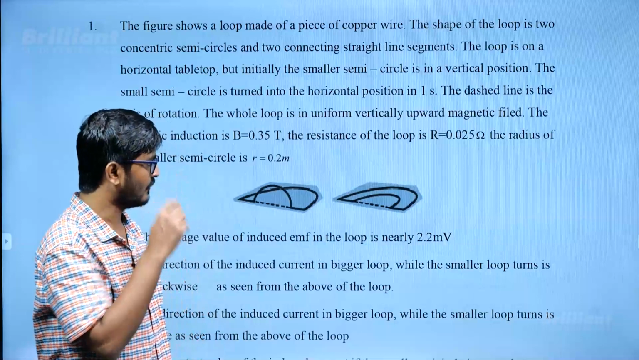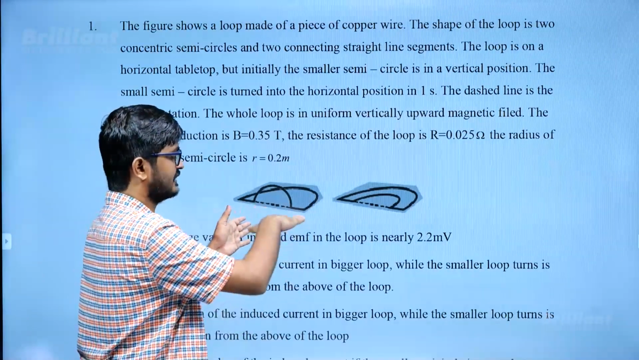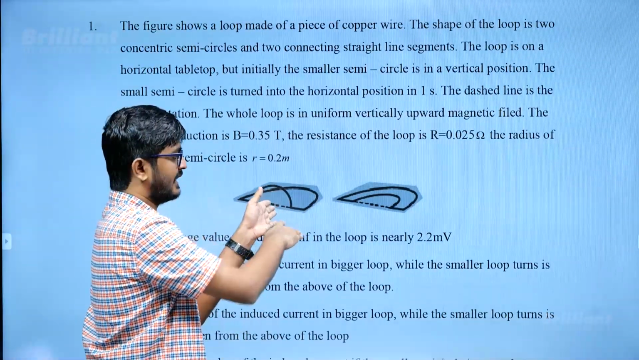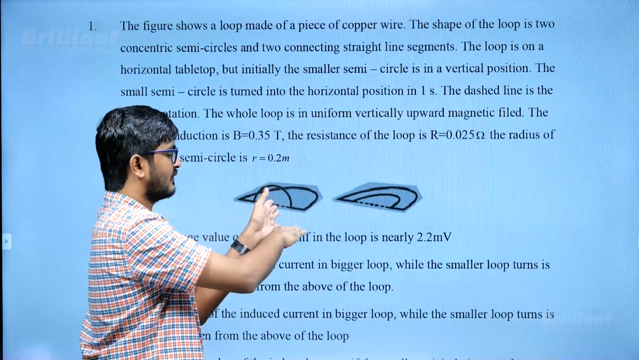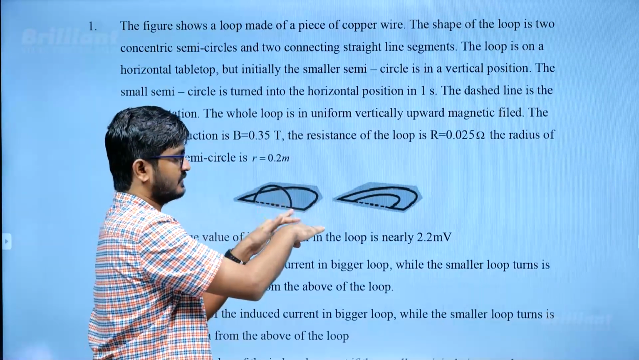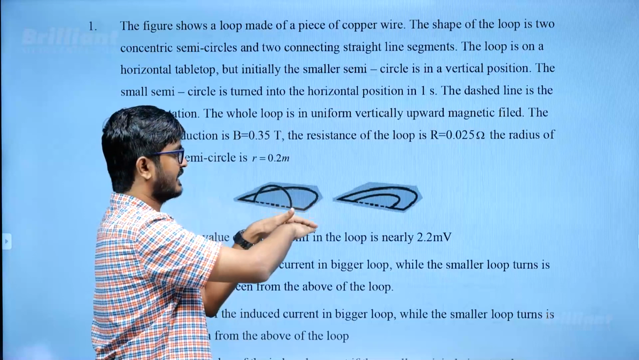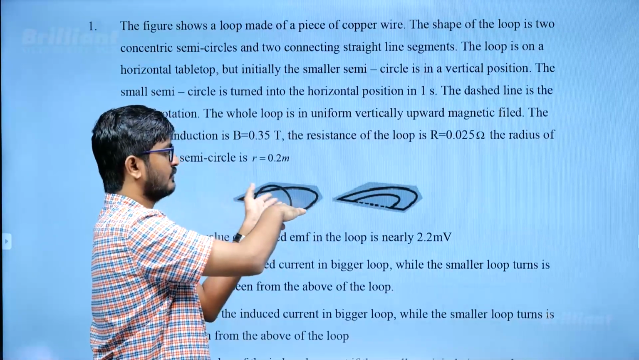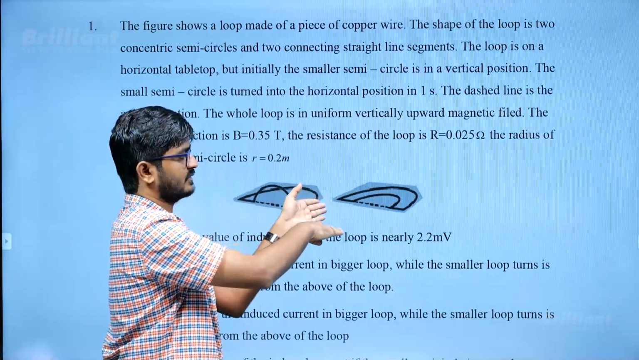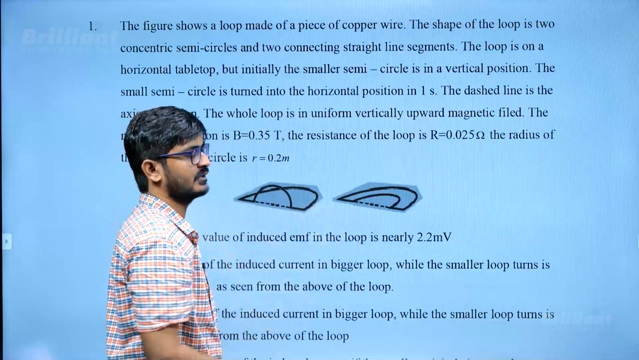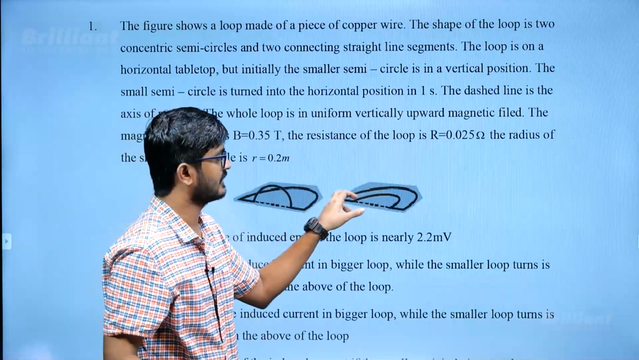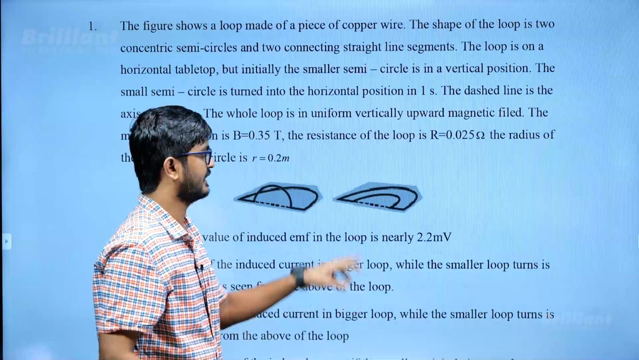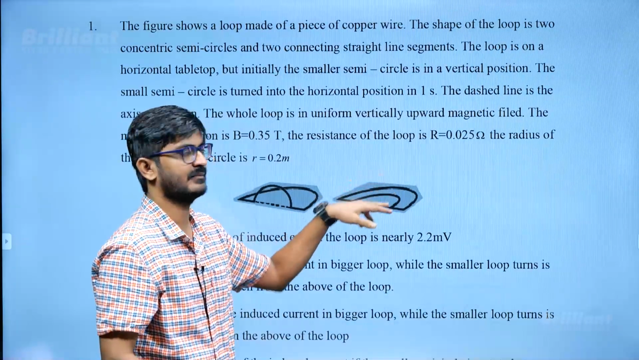So what is going to happen when it was in this situation? There is a bigger loop like this and a smaller loop like this, and the magnetic field is in the upward direction. So flux through this region is 0, flux through this region is magnetic field into this bigger area. Now when you put the smaller loop on the bigger loop, what is going to happen to the effective area? Effective area is going to become bigger area minus smaller area. It's only this much area, right? That is bigger area minus smaller area.